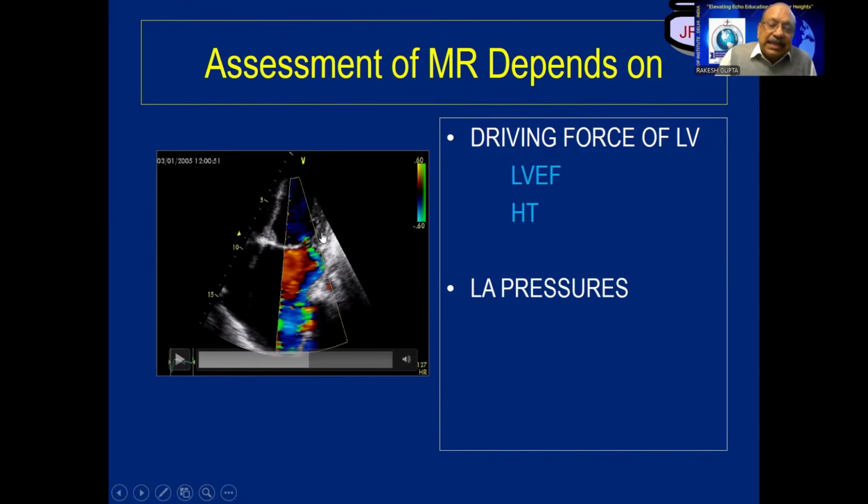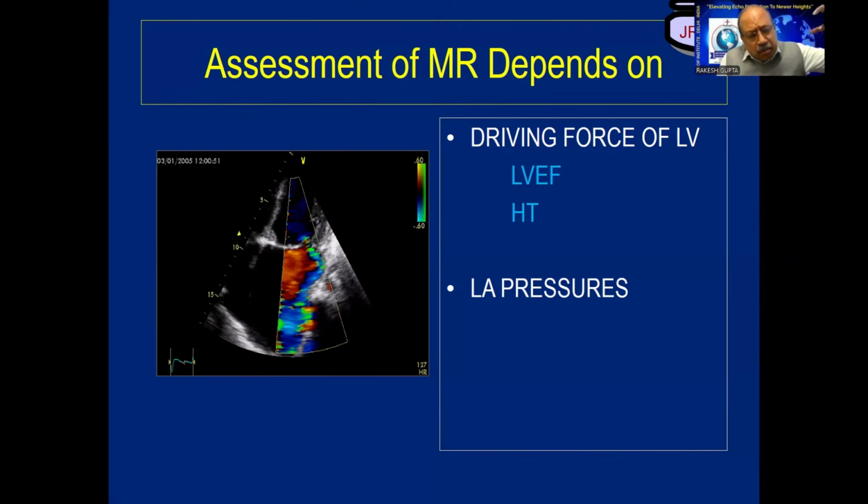One. Second, this jet is dependent on what? It is dependent on the driving force of the LV. Suppose my BP is low, I'll be underestimating my MR jet. Suppose my LA pressures are high, as in this patient, where the LA is large in size. LA pressures are more than 10 millimeters of mercury, I'll be underestimating it. Similarly, if my BP is very high, I'll be overestimating my MR jet. So it gives you a qualitative or semi-quantitative measurement of mitral regurgitation. You may have a patient with severe MR, but that MR appears to be mild when we have this kind of abnormality.